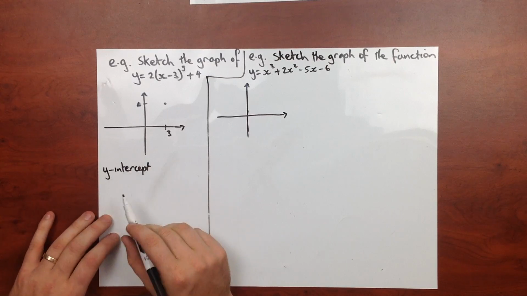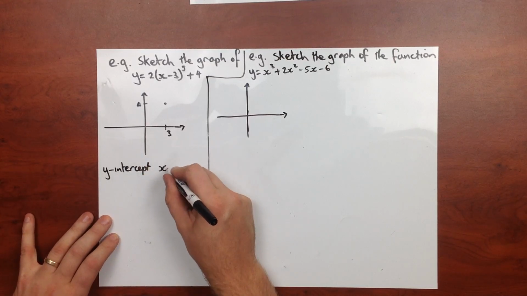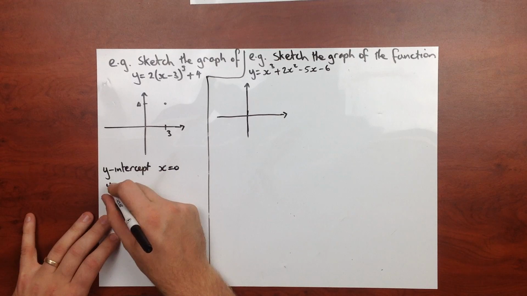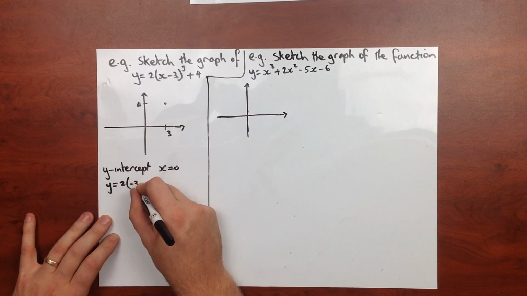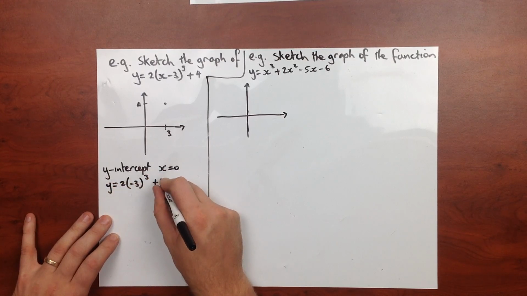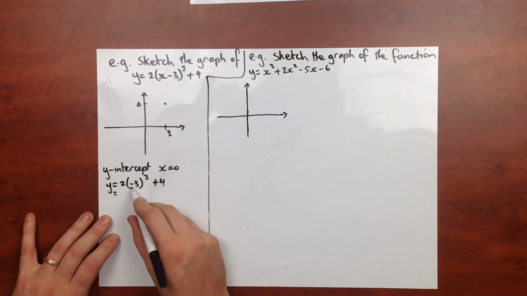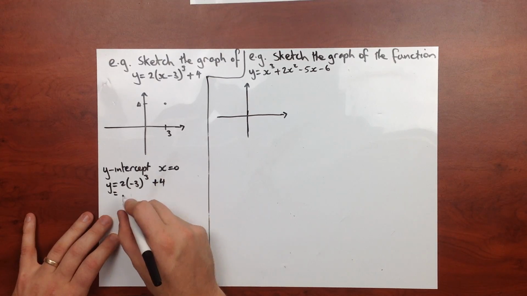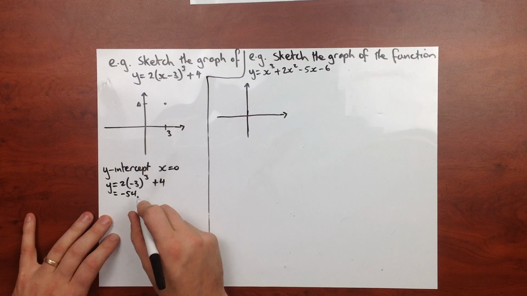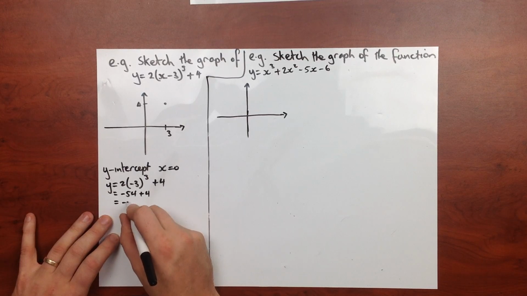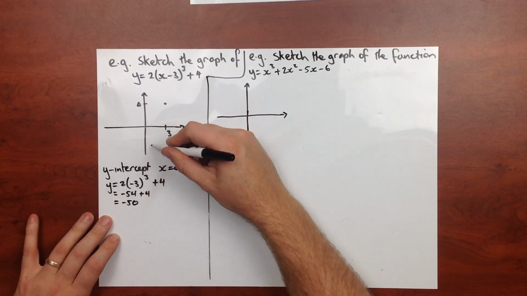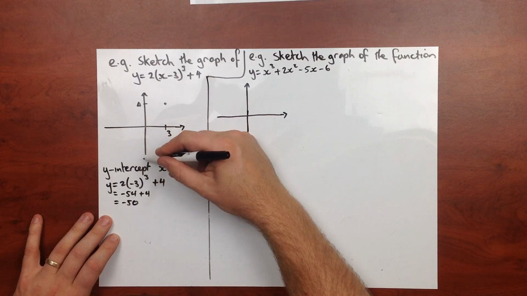Okay, it's going to be that. Is when x equals 0. Okay, so we get y equals 2 times (-3)³ plus 4. Well, (-3)³ is -27, times 2 is -54, plus 4. It's going to be -50. So that's way down here. Okay, it's way down here somewhere.